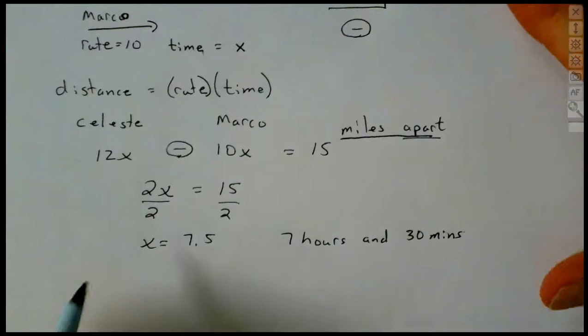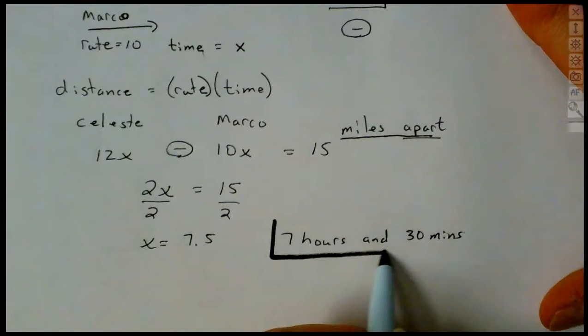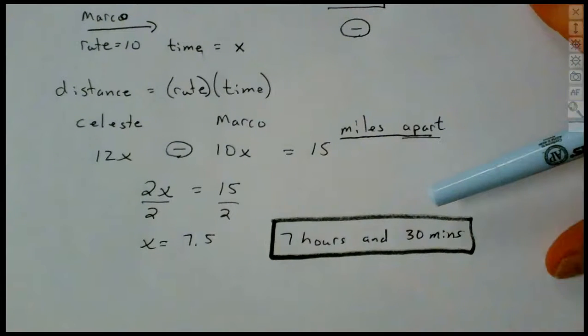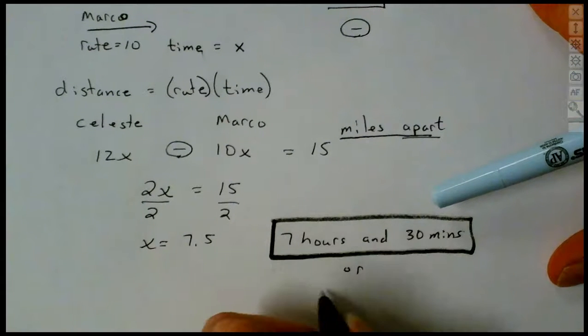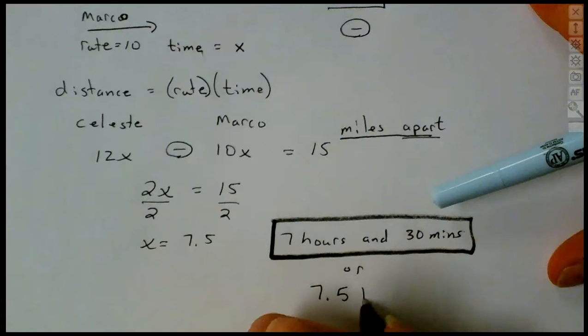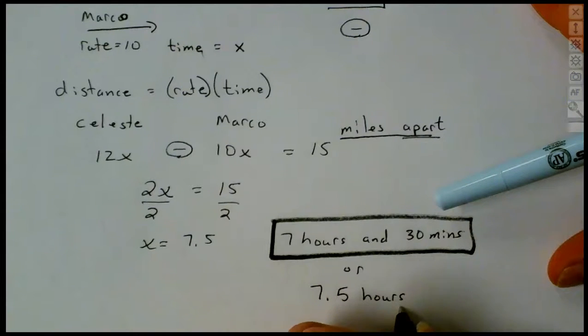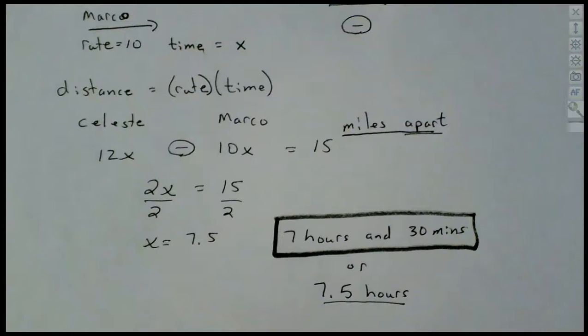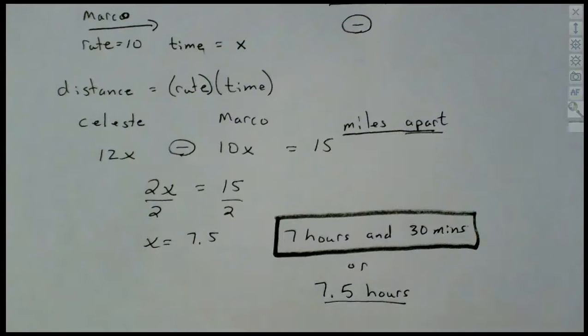I would accept either one. So you could write this as 7 hours and 30 minutes. That's fine. Or you could write this out as 7.5 hours. Either way is fine. I'll take hours and minutes, or I'll take it as a decimal. But either one is fine. So it should take them about 7 hours and 30 minutes to end up being 15 miles apart.